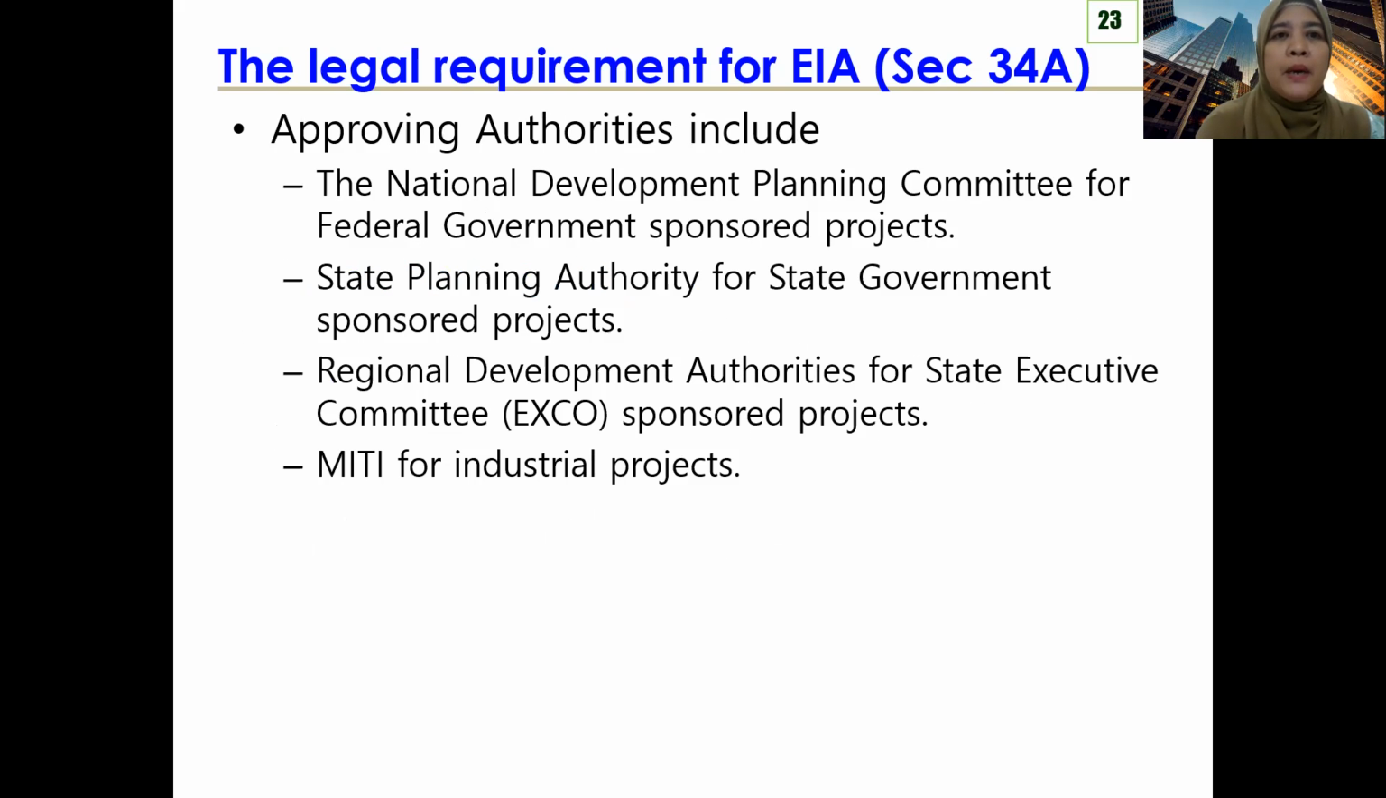Okay, what about the legal requirements? Let's continue with the legal requirements. The approving authorities for EIA include the National Development Planning Committee for federal government-sponsored projects, the State Planning Authority for state government-sponsored projects, Regional Development Authorities for state executive committee-sponsored projects, and MITI for industrial projects. So these are the approving authorities for each type of project. You go back to what type of project it is, and then you trace back the approving authorities for that particular project.